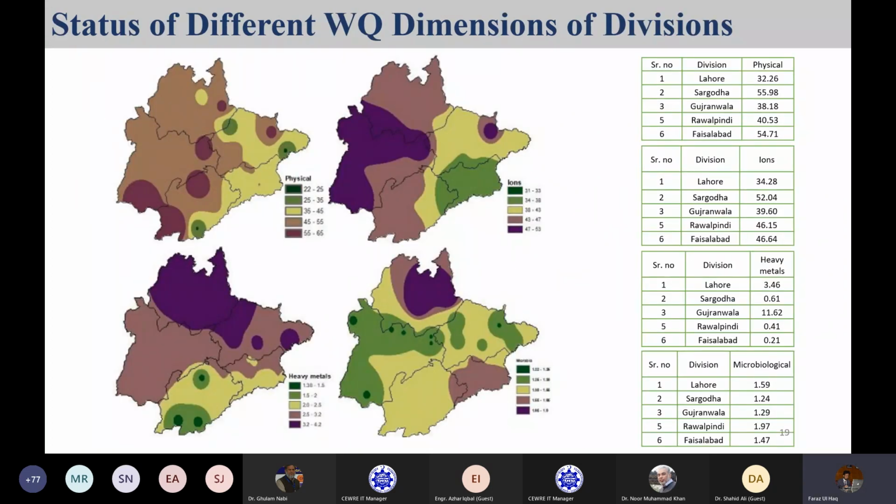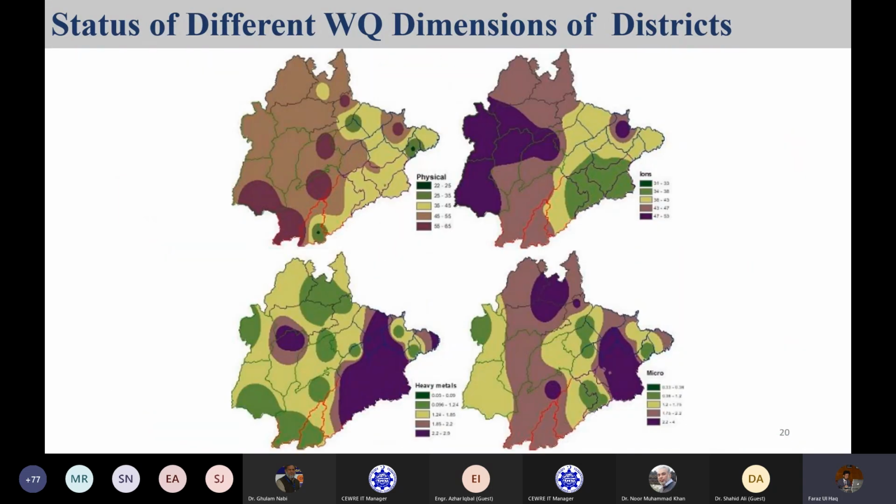Here is the water quality index dimensions for the division. As we can see, the heavy metal is the major problem in Lahore, and when we are talking about the microbiological contamination, that is the same for all divisions. Here is the status of different water quality index dimensions at a district level.